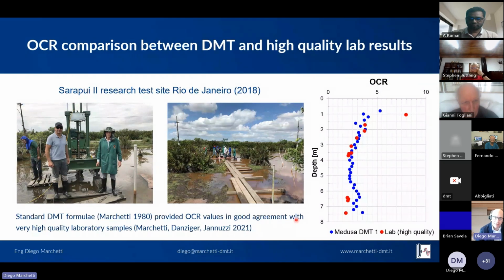This is a test site in Brazil where I had the luck to perform measurements with the Medusa DMT, and the OCR parameter evaluated exactly with the formula that I showed you was shown to agree very well with very high quality laboratory results taken by a research group of the university in Rio de Janeiro. And this is the comparison.